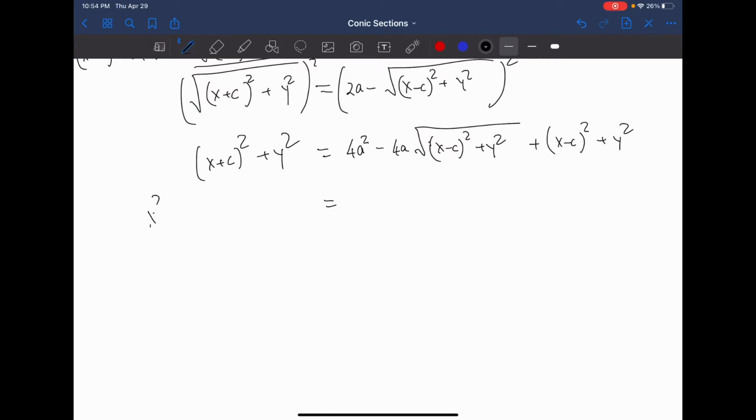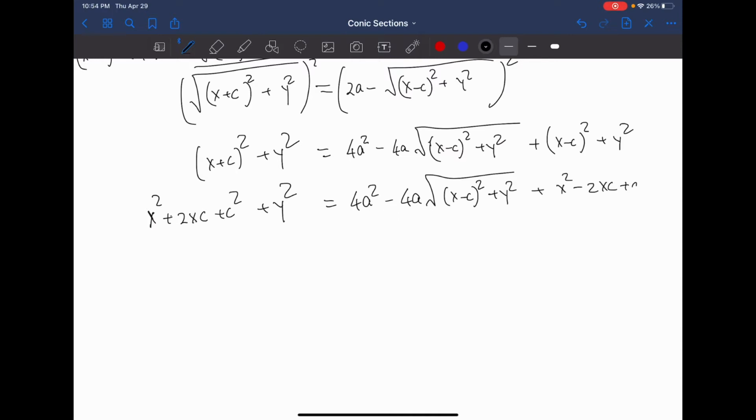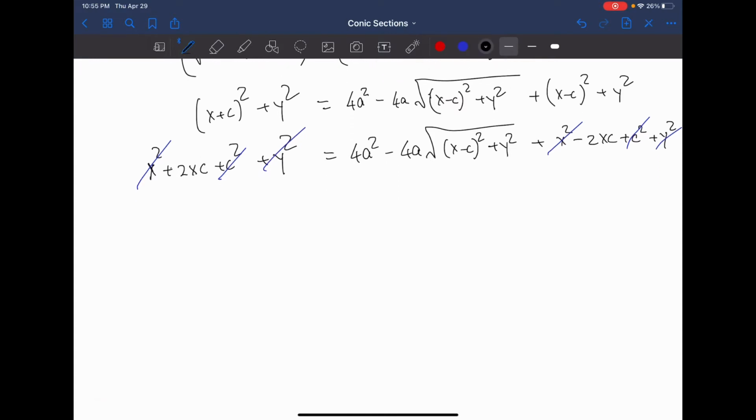And we can simplify this to be x squared plus 2xc plus c squared plus y squared, and this will be 4a squared minus 4a times the square root of (x minus c) squared plus y squared, plus x squared minus 2xc plus c squared plus y squared. And we notice that there are some terms that we can cancel out over here. So these are the terms, and we can rearrange them again. Let's move the radical to one side of the equation so that we can factor it out eventually. And this side will have 4a squared minus 4xc over here.